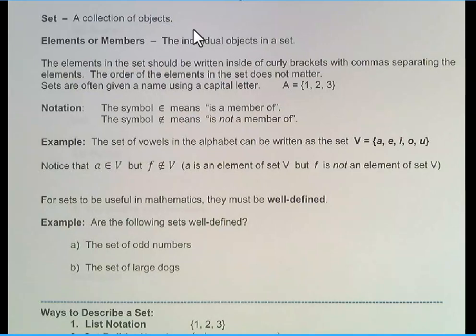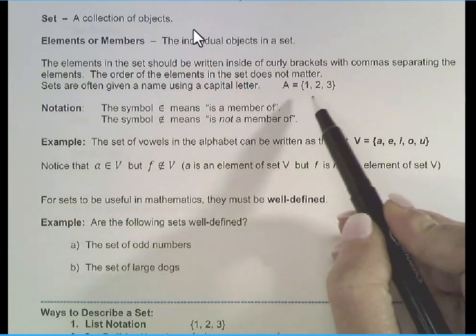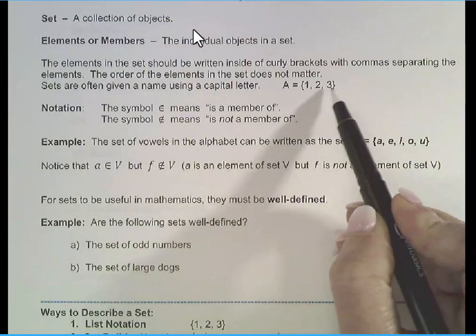Whenever we write sets down on a piece of paper, we have a standard way that we write these. So the first thing is the elements of the set should always be written inside of curly brackets. Those are called set brackets, those curly brackets. And we always use commas to separate the elements. The order that you put the elements in does not matter.